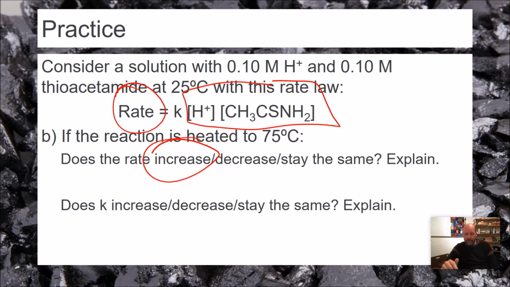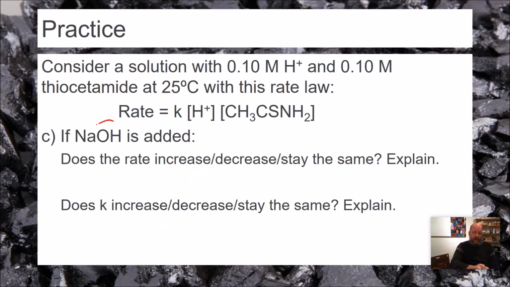Think about everything we did in that first introduction to kinetics. So K is going to be larger because that's going to make the rate larger. K is going to increase. The rate increases because the temperature increased. That increase caused a change in K, and that's why the rate value increases.